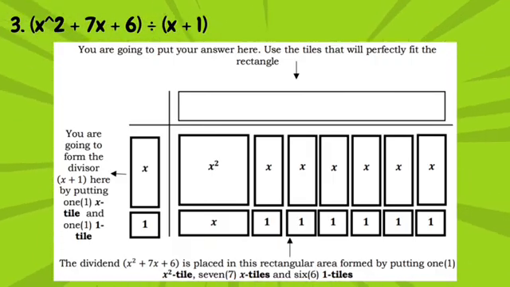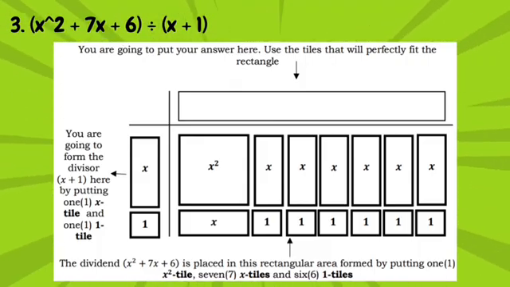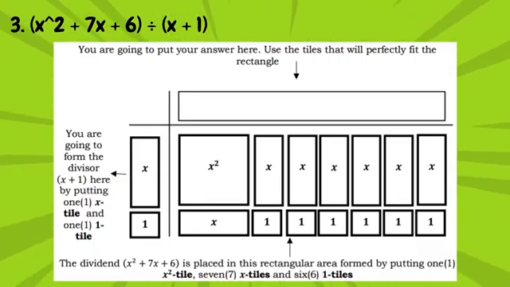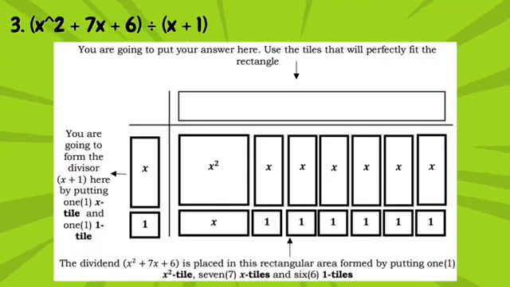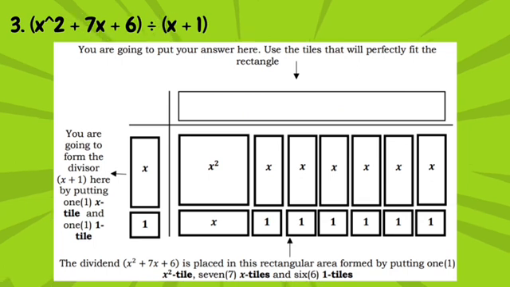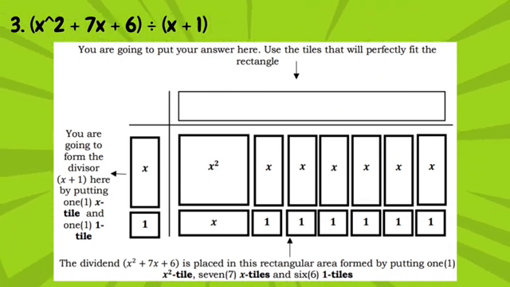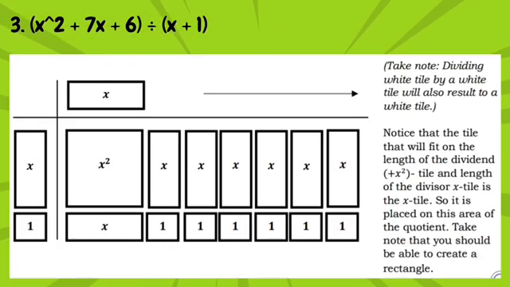Use the tiles that will perfectly fit the rectangle. So, in the left side, you're just going to form the divisor or x plus 1 by putting 1 x tile and 1 tile. The dividend, which is x squared plus 7x plus 6, is placed in the rectangular area formed by putting 1 x squared tile, 7x tiles, and 6 1 tiles. So, remember, dividing a white tile by a white tile will also result to a white tile.